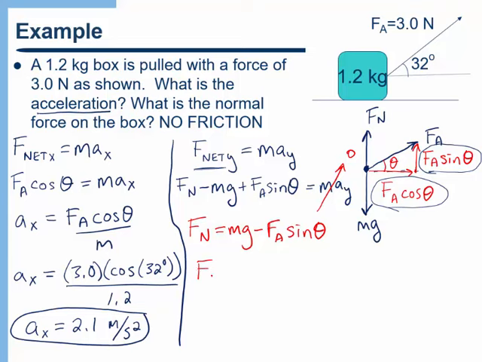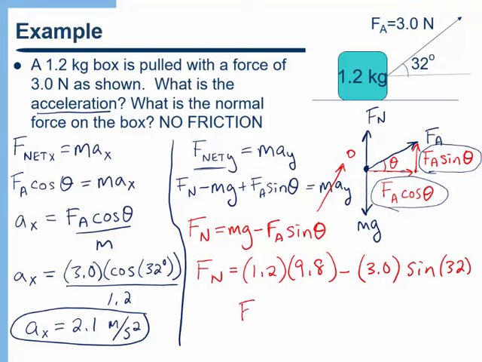We can now plug in the values. We've got a mass of 1.2, g is 9.8, and then minus 3 newtons times the sine of 32. And if you work that out, you should get 10 newtons. Notice the steps we went through. We drew the free body diagram. We then figured out which forces needed to be broken into their components and did that. Then we wrote down Newton's second law for each component, and then we filled them in.